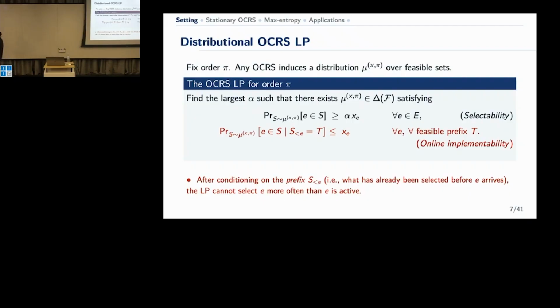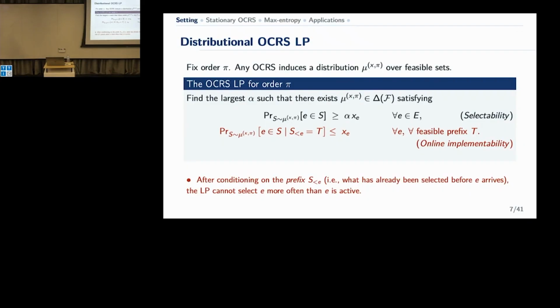Right? So let's add that constraint to the LP. This seems to be necessary, because if you have any online contention resolution scheme, you only pick active elements, so therefore the conditional probability should be no more than the probability that the element is active. So I claim this is actually sufficient.